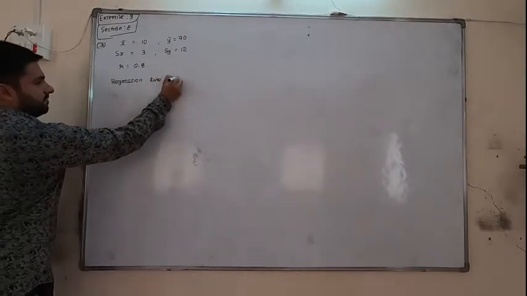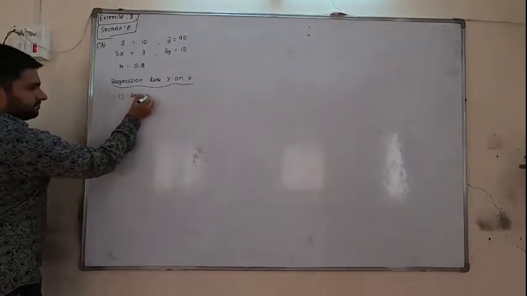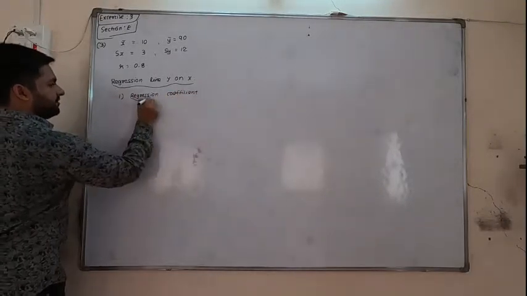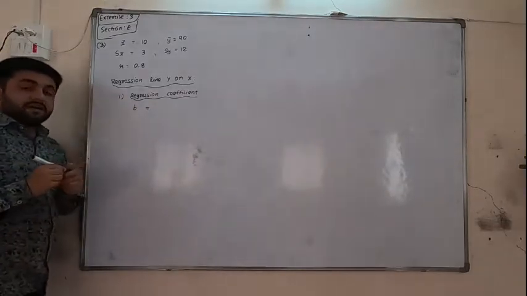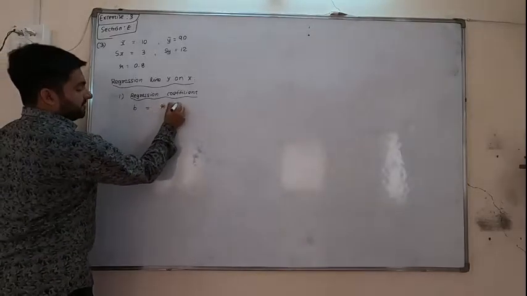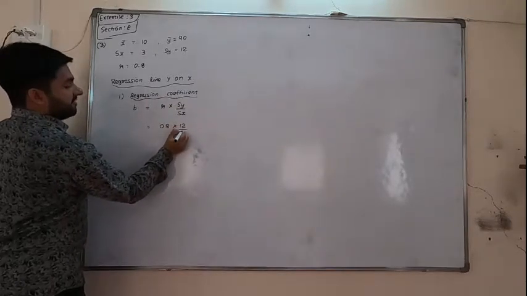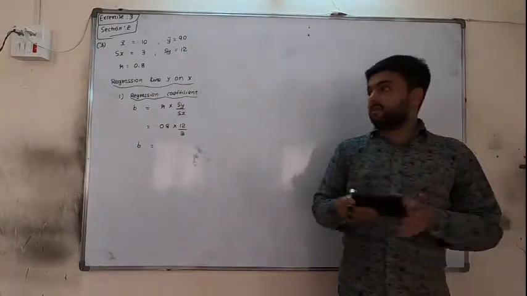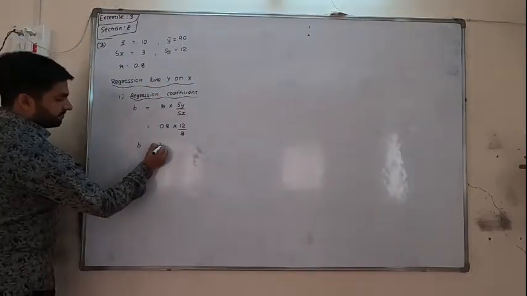Regression line, y on x. First step, regression coefficient b is equal to, now r is given, so sy and sx both will be used. So r into sy by sx, 0.8 multiplied by 12 by 3, it's 3.2.